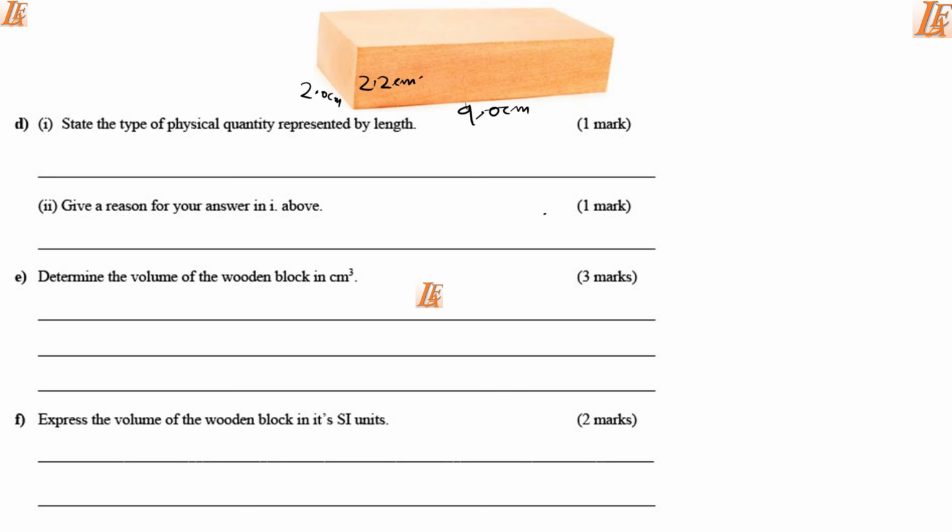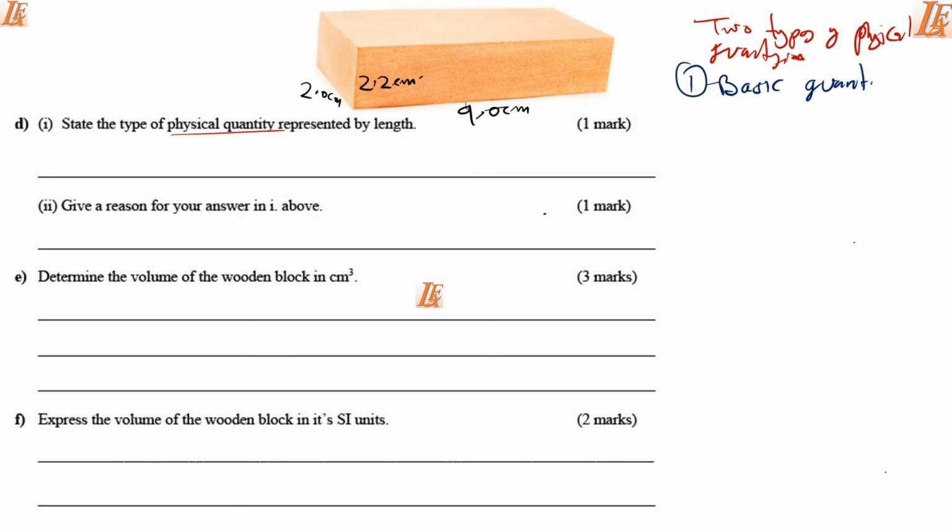Question D1 states, state the type of physical quantity represented by length. In this case, we have two types of physical quantities. The first one is what we call basic quantities. Then the second one is called derived quantities.